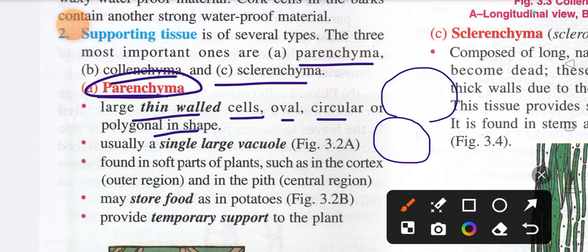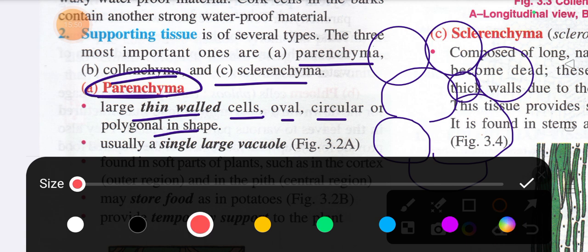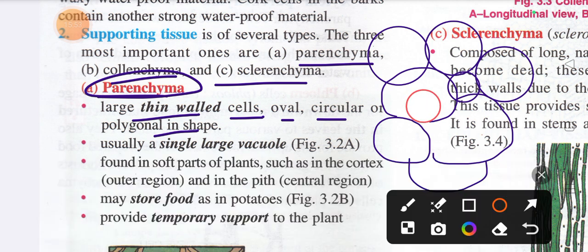They are large, and they don't have intercellular space. They have very large vacuoles. Now why do they have large vacuoles? Because the function of these cells is to store food, and of course we know the work of vacuoles is to store food. So they have a very thin cell wall.